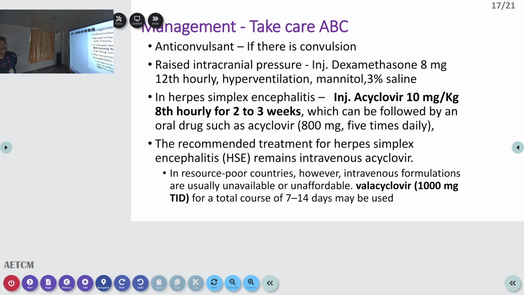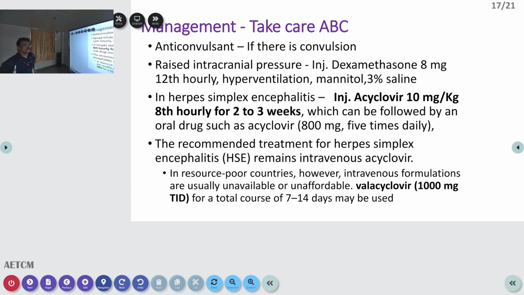Management in the emergency room always takes care of the patient's airway, breathing, and circulation. So for every patient, we have to follow the same steps. If the patient is having seizures, anticonvulsants should be started, like phenytoin, fosphenytoin, phenobarbital, levetiracetam. Depending on the scenario, you have to start. Raised ICP should be managed with dexamethasone.